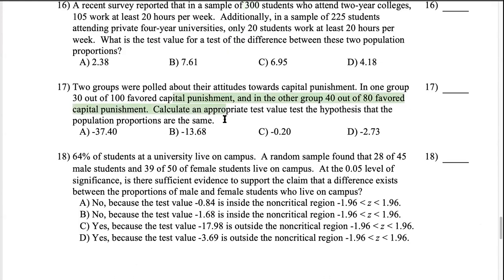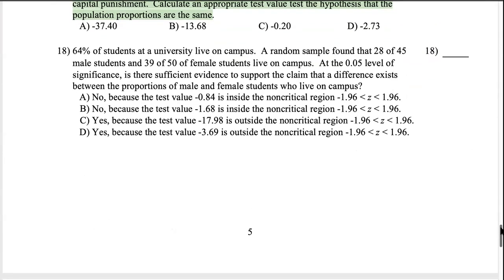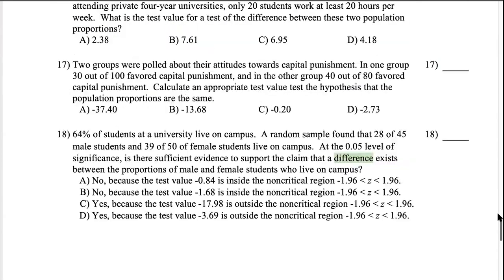Number 17, similarly, I'm not going to repeat that again. And number 18: 64% of students live on campus. A random sample found that 28 out of 45 male and 39 out of 50 female do. So we are trying to see any difference between the male and the female, so it's the two proportion case. Using the same formula to do that, everybody. So that is for this 9.3, 9.4 homework.